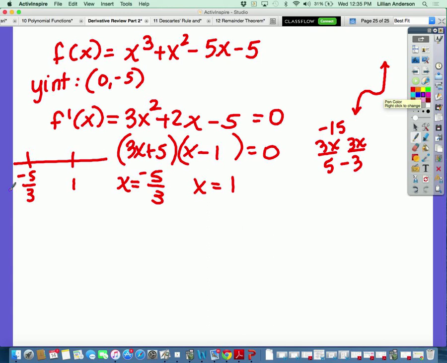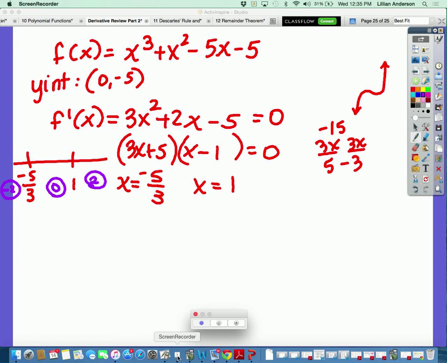I can do negative 2, 0, and 2. And I plug these test points into the derivative to figure out if the slope is negative or positive, okay? So let's do that. Let's plug in negative 2, 0, and 2.